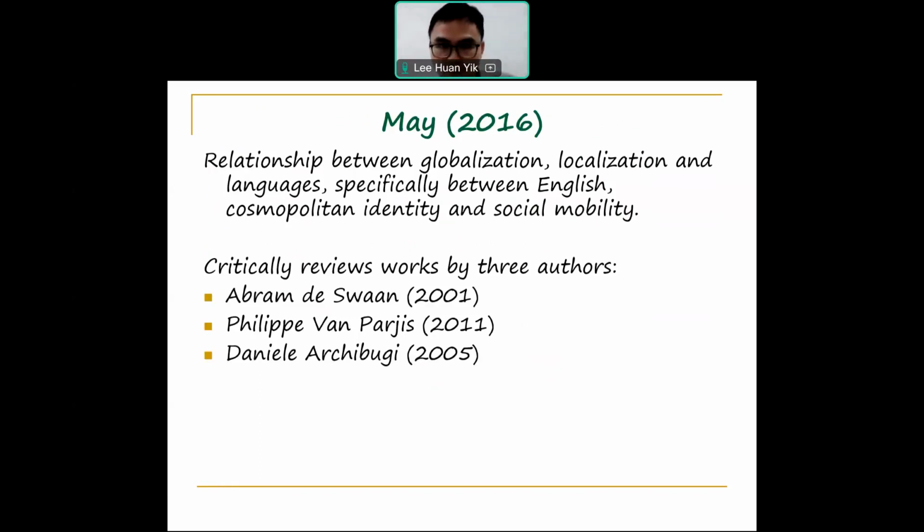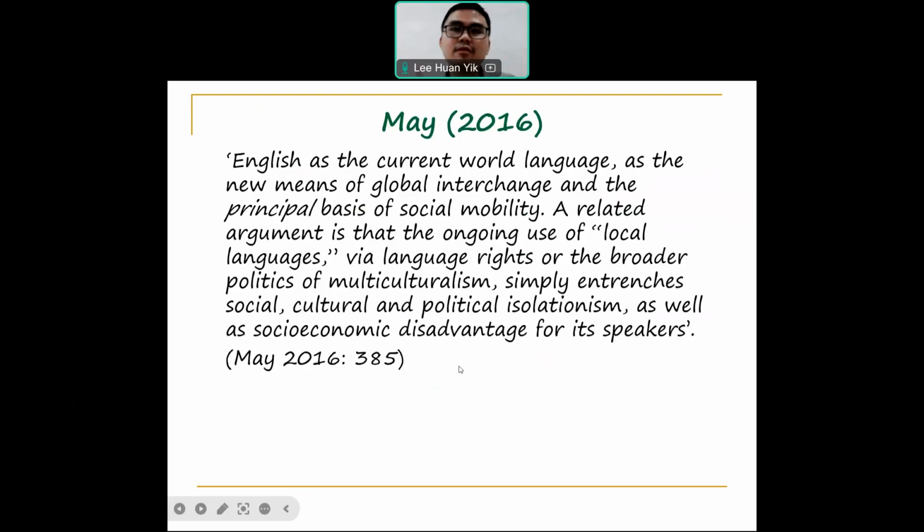So Philip Van Parage, Abraham and others are talking, critical scholars talking about this, right? Apart from Stephen May in 2016. So let's look at this statement by Stephen May. He says that English is a common world language that's undisputed, in other words, but there are ongoing uses of local languages, okay? So that we should take into consideration because these languages actually lead to multiculturalism at the micro level, right?